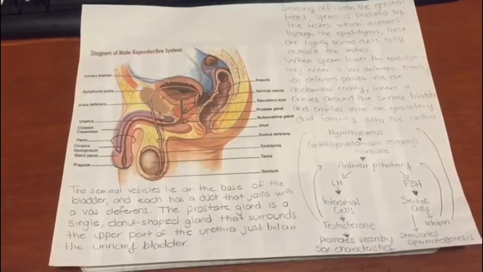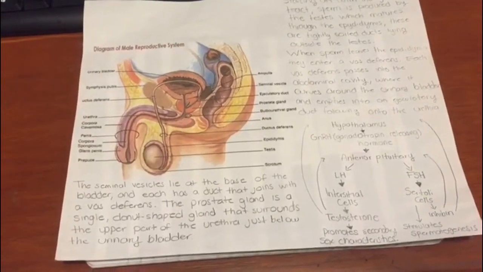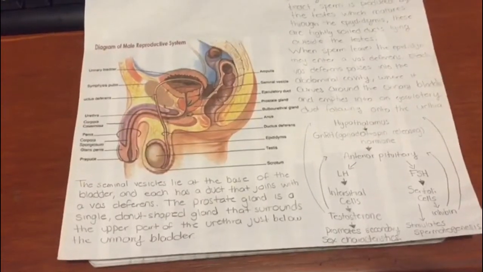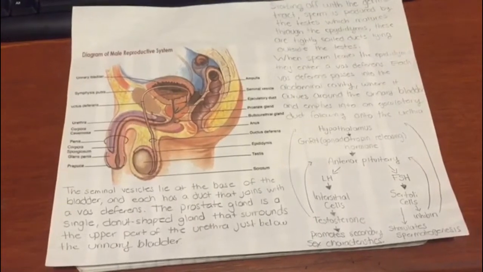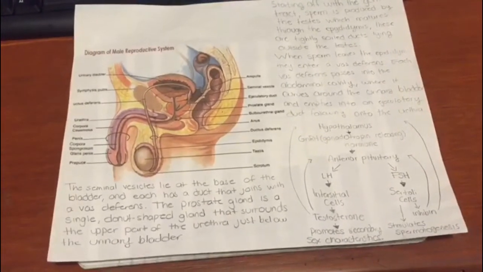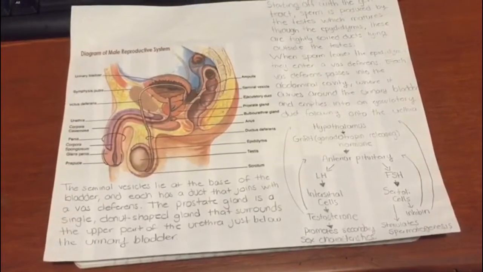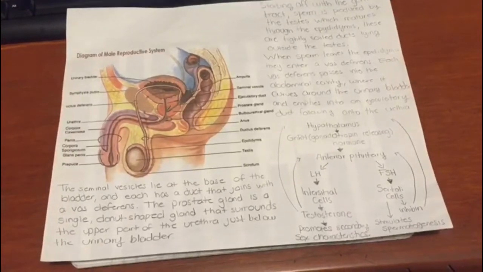The seminal vesicles lie at the base of the bladder, and each has a duct that joins with a vas deferens. The prostate gland is a single, donut-shaped gland that surrounds the upper part of the urethra, just below the urinary bladder. Bulbourethral glands are pea-sized organs that lie below the prostate on either side of the urethra.